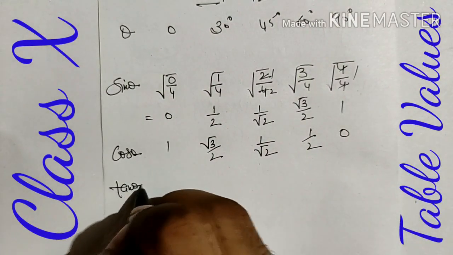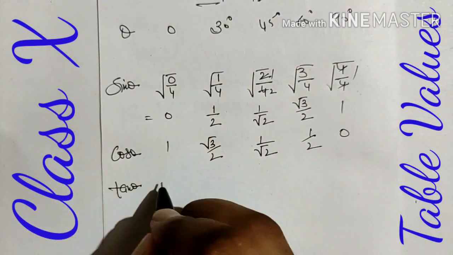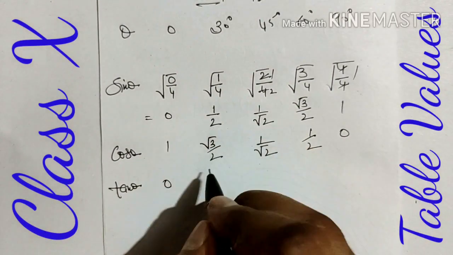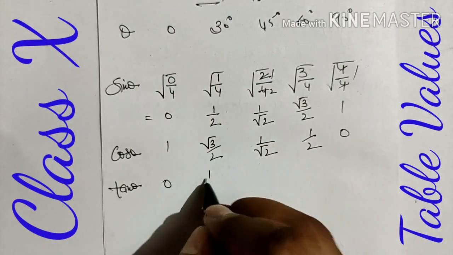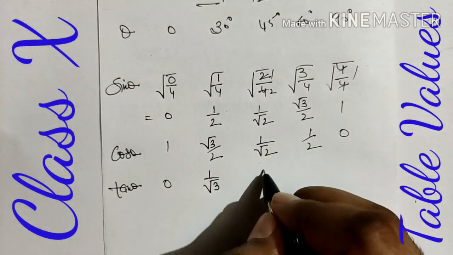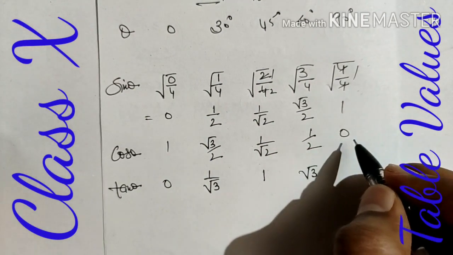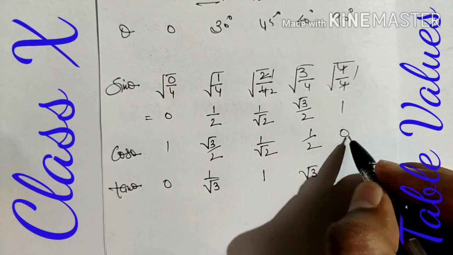As we know, tangent theta is given by sine theta divided by cos theta. 0 divided by 1 is 0. 1 by 2 divided by this value, LCM same, cancel out. So it becomes the value of tangent theta at 30 degree. Both are the same, cancel out, 1. Here we get square root 3, and then 1 divided by 0. We know that no value can be divided by 0, so it is not defined.